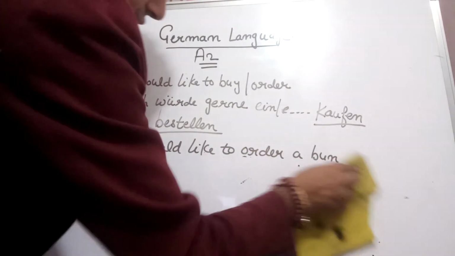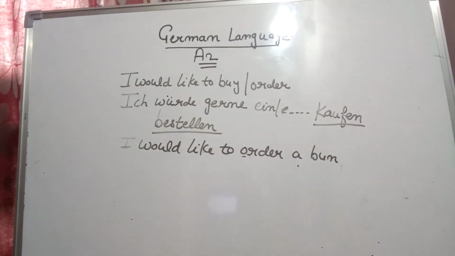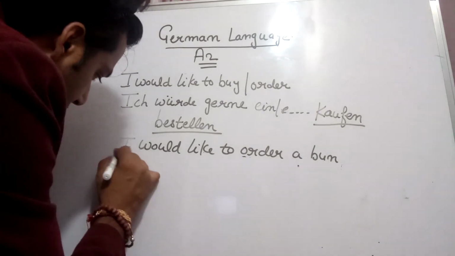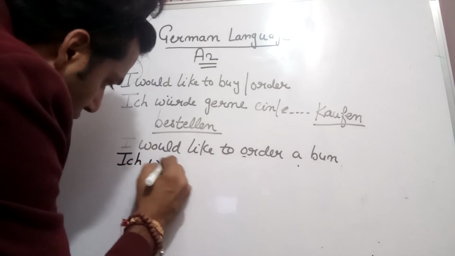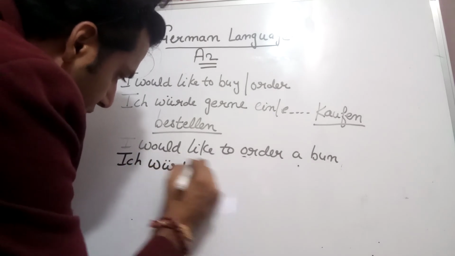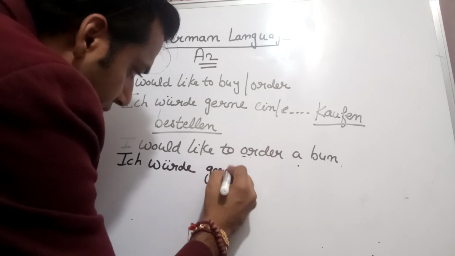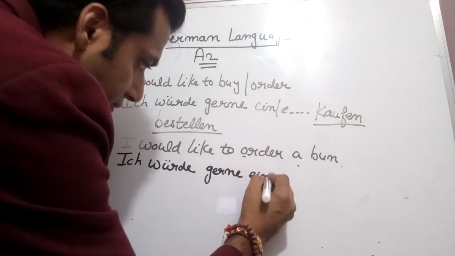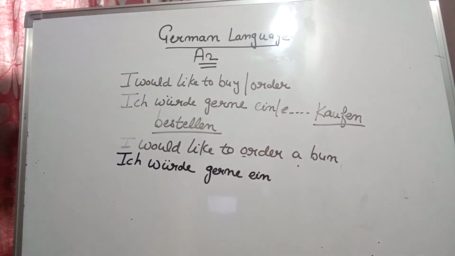So this is your bun. Okay, so speak up: Ich würde gerne a. Here we have also a bun. So a we have eine. Because this is my article, a, eine. Is it clear to you? So, ich würde gerne eine.